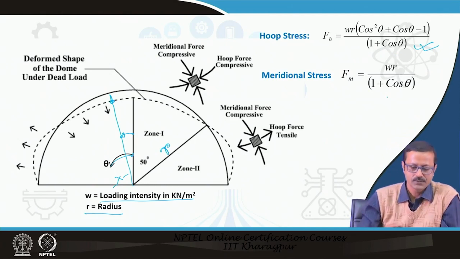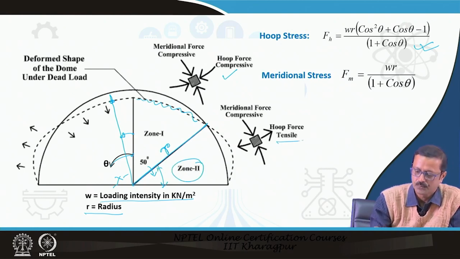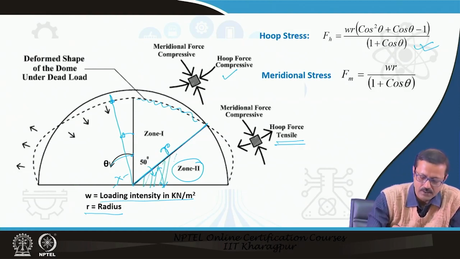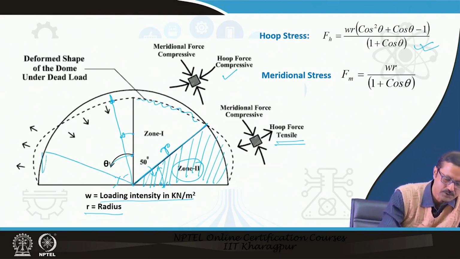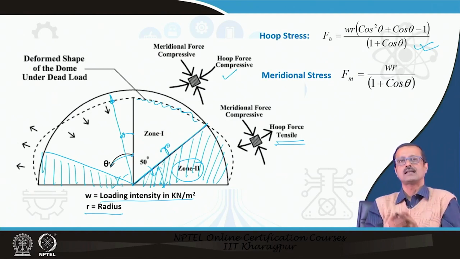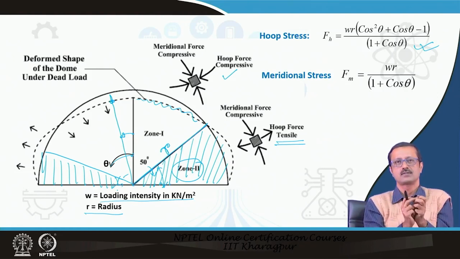If you see, I will go to the next, there is a zone 1 and zone 2. In zone 1, the hoops are compressive, and after almost 50 degrees, from 50 to 90 degrees, this portion is zone 2 where hoops are tensile. We have to be very careful in how we design this portion, below 50 degrees of the dome, because in those portions tensile stress comes, and as you know, concrete is very weak in tension, or any kind of brittle material is very weak in tension.